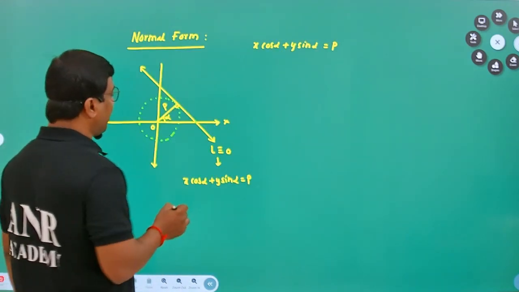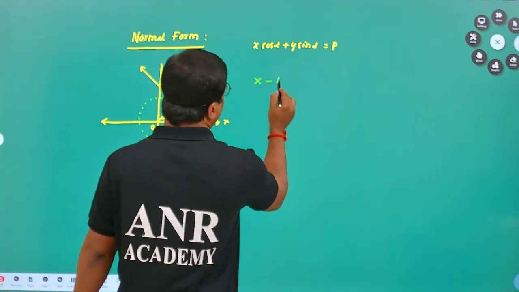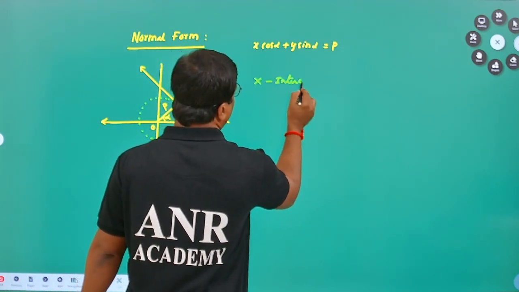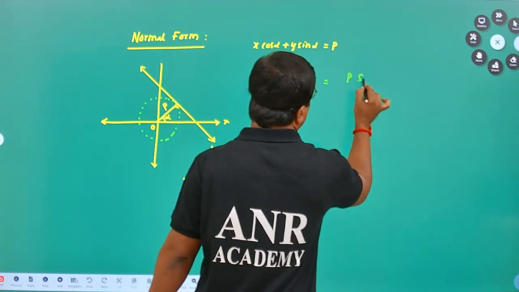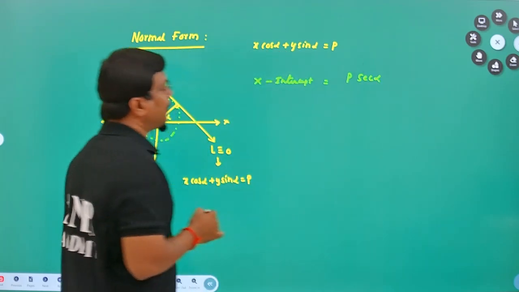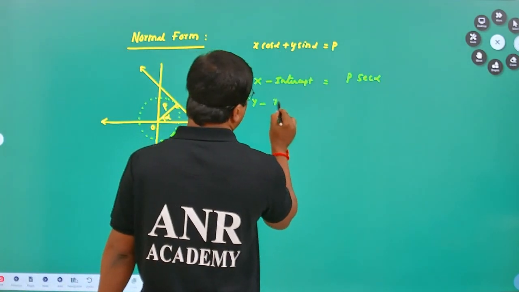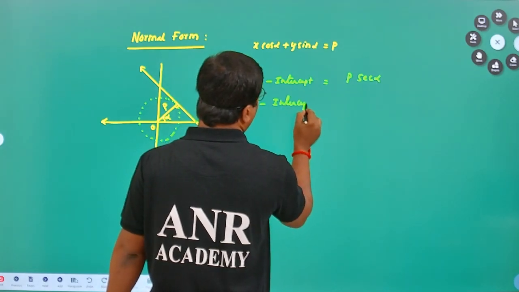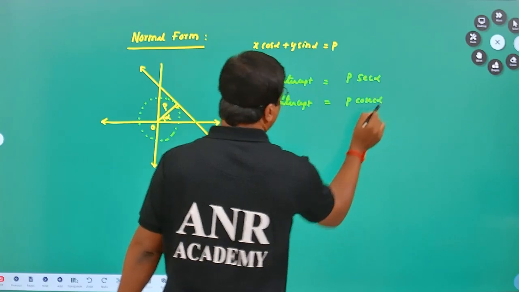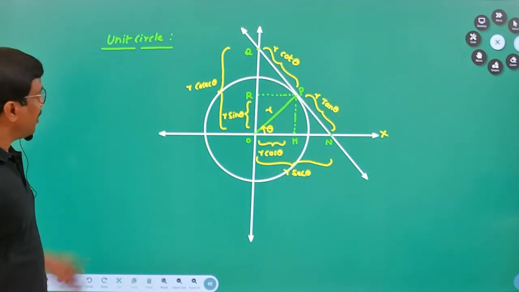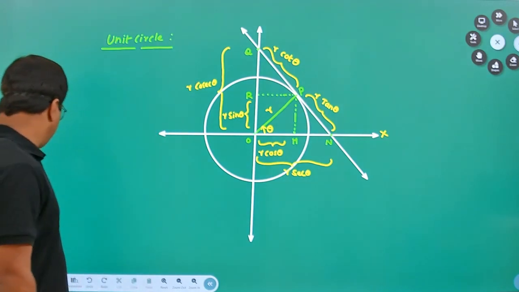So here I can write x-intercept. X-intercept, I can write radius p secant alpha here. Okay. Next, y-intercept. We know that y-intercept is p cosecant alpha. Let us see in the previous discussion, r into cosecant theta, that is y-intercept of the line.